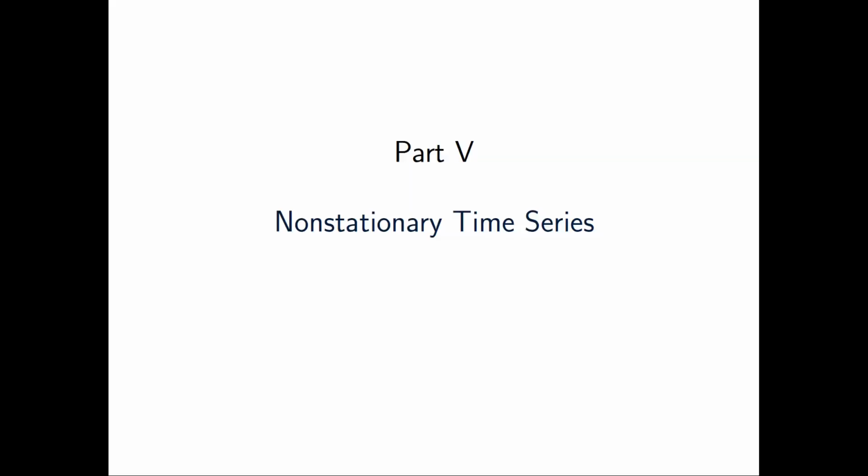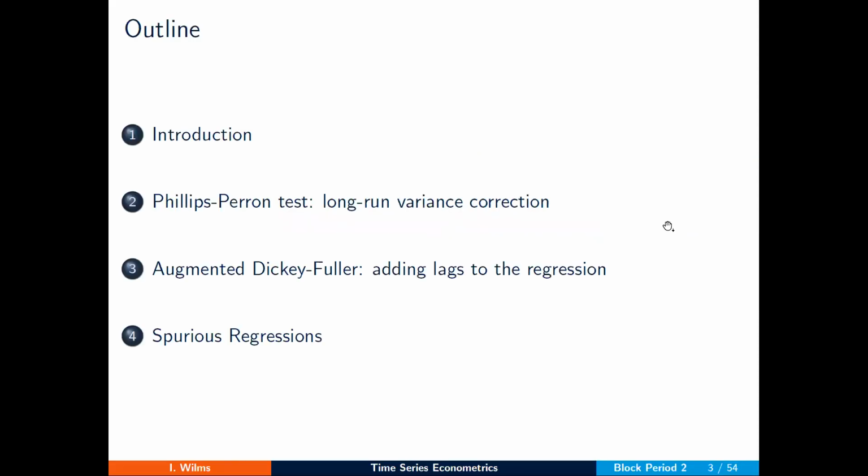Welcome to the fifth part in the time series course. Today, we will continue with our non-stationary asymptotics. But unlike last week, where we worked with IID errors, we will now allow for serial correlation. And this will result in two new unit root tests, as mentioned here on the slide, the Phillips-Perron test and the augmented Dickey-Fuller test. Lastly, we will also zoom into the so-called spurious regression problem.